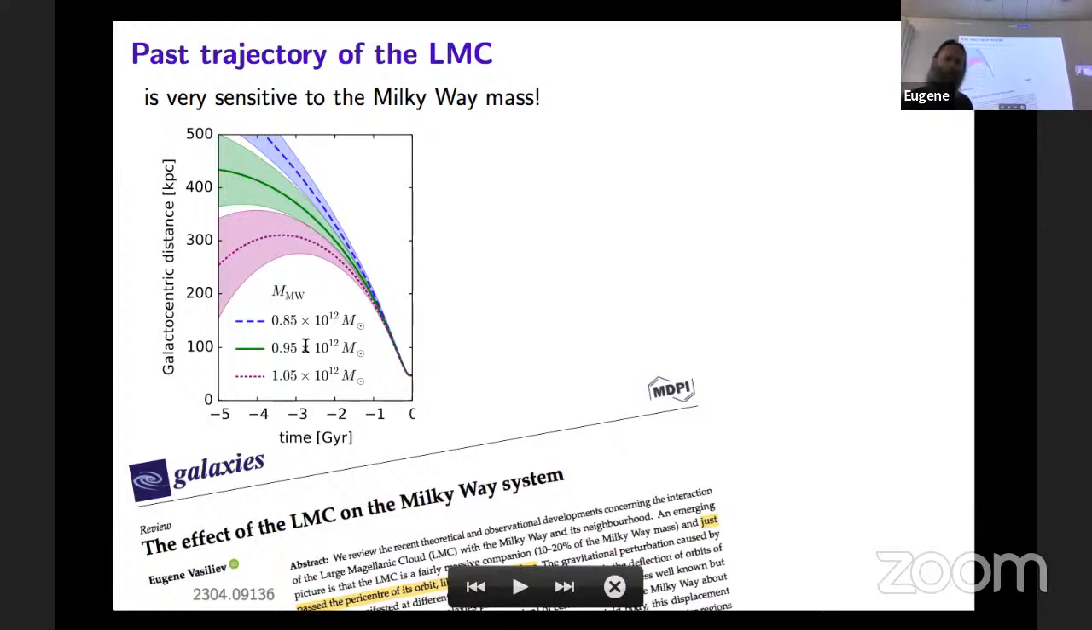So last year, I was writing a review of the Milky Way-LMC interaction, more or less along the lines that I was talking about here. And I repeated the statement from the literature that the LMC likely passed the Milky Way for the first time. And then I was thinking, is it really true? Can we exclude these alternative scenarios entirely?